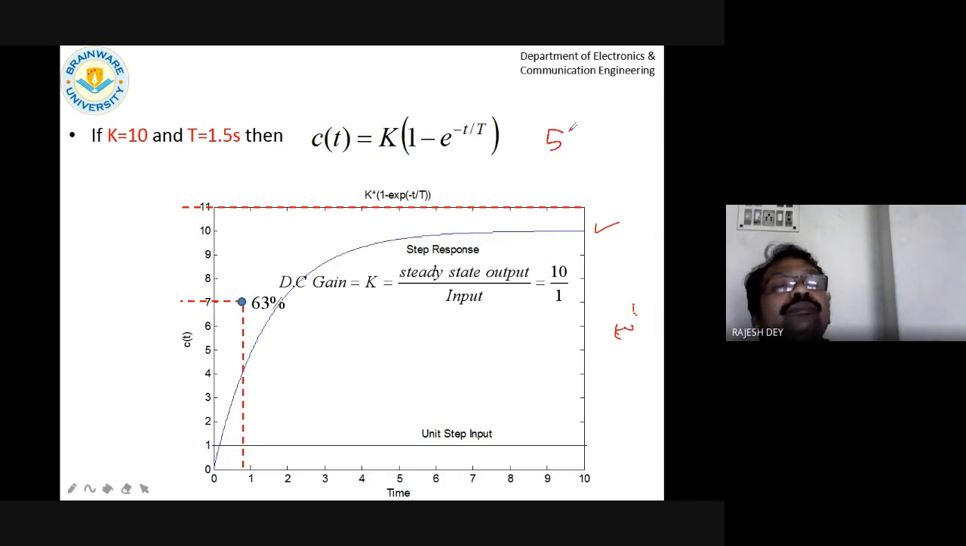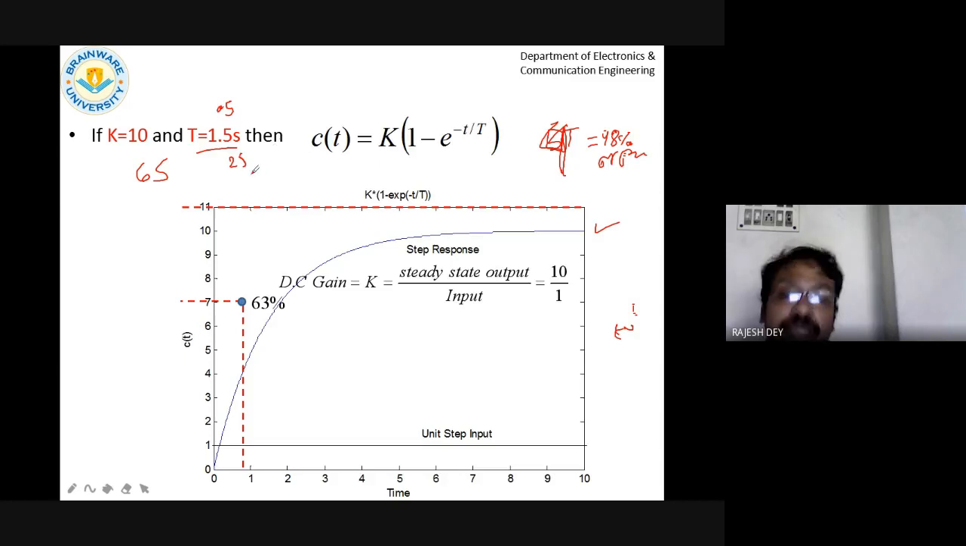Generally, we take 5 time constants or 4 time constants; at 4 time constants it reaches 98% of the final value. If the time constant is 1.5 seconds, then 4 time constants means 6 seconds. After 6 seconds, it reaches 98% of the final value. So the time constant is a vital part of a system. If the time constant is 0.5 seconds, it reaches 98% at 2 seconds, so the system will be the fastest system.